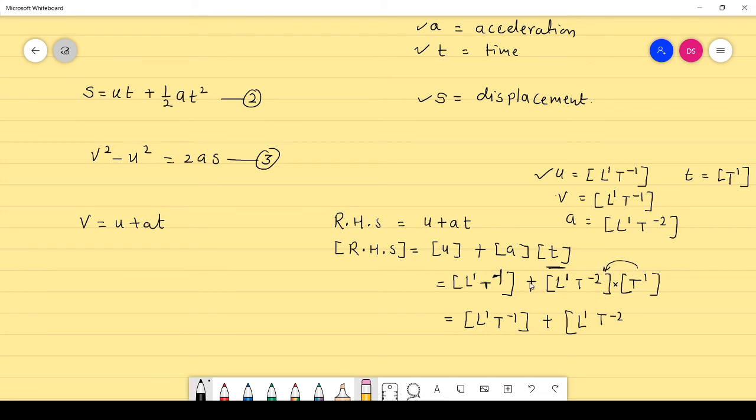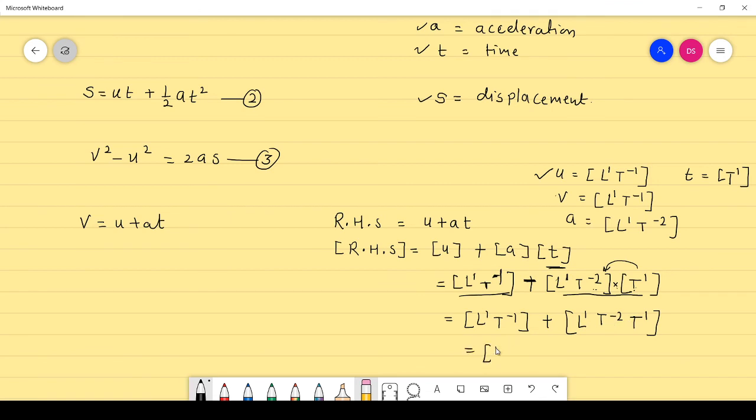Otherwise, if here it is an addition sign, you cannot add the dimensions of this factor to this factor, right? So keep this in mind: whenever there is a multiplication between the two brackets, then and only then can you take the same term together, otherwise not. So T raised to 1 I am taking together, and T raised to minus 2, right?